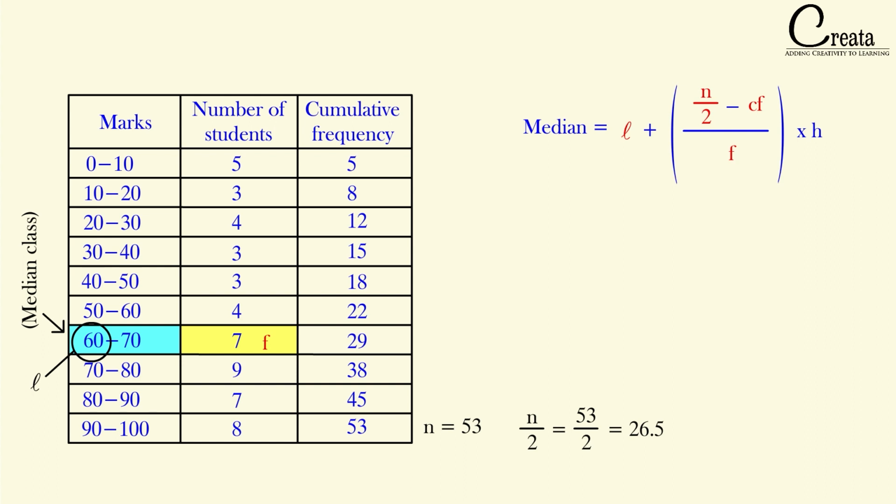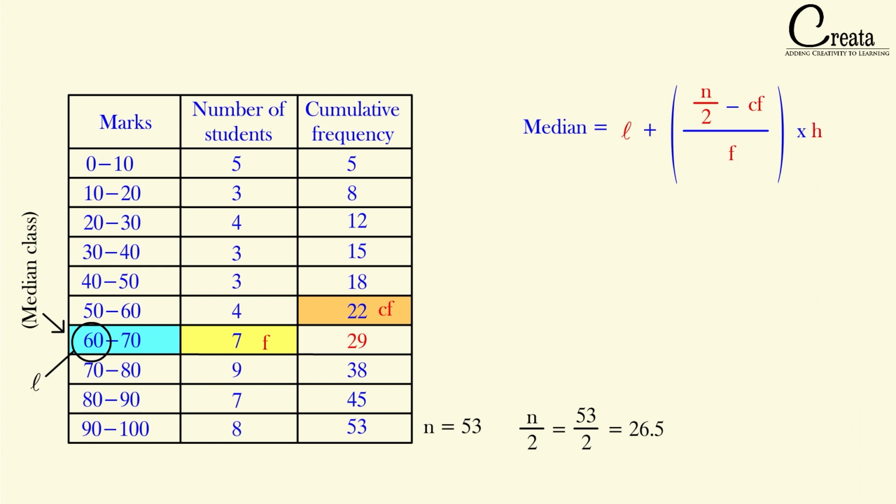And what is CF? CF is the cumulative frequency of the class preceding the median class. Here if you observe our median class, the cumulative frequency is 29, and CF is the value before this. So here 22 will be the cumulative frequency of the class preceding the median class. So here 22 will be CF. Got it? The cumulative frequency before the median class. The same concept we have covered in the modal class. You can compare with that.